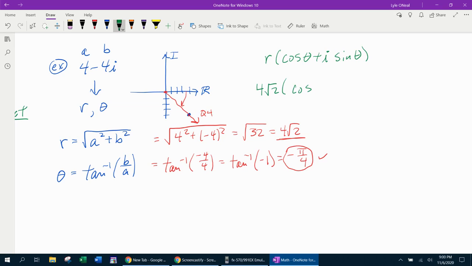And I got to tell you, I'm not real happy about putting a negative angle in there. I usually like the angles to be positive. And so can you tell me what would be the positive equivalent to -pi over 4? What would that angle be if I spin clockwise around to quadrant 4? Well, that would be 7 pi over 4.